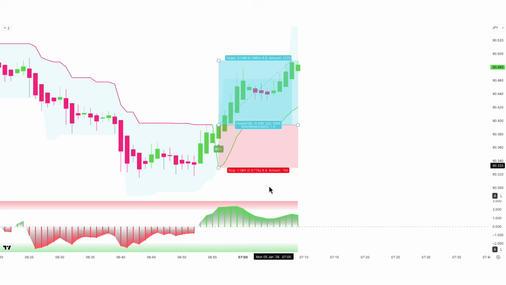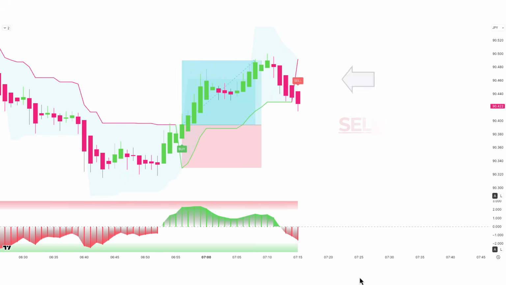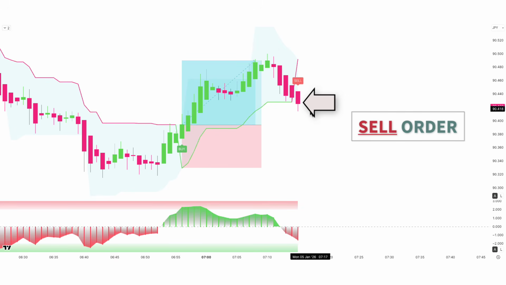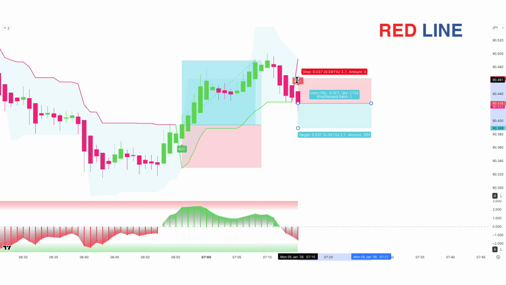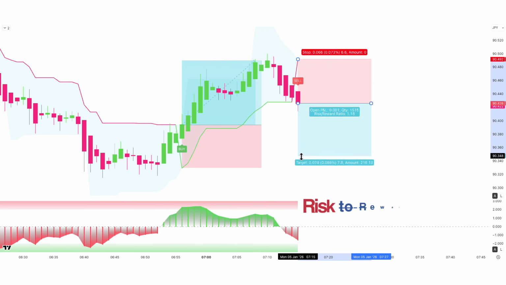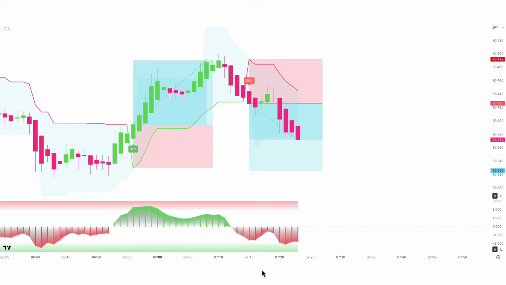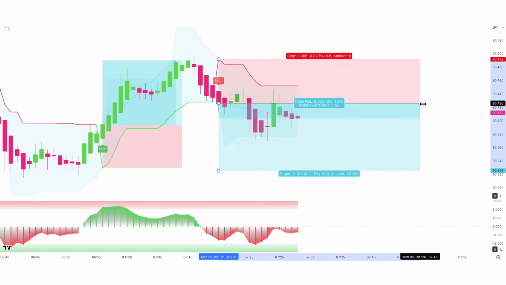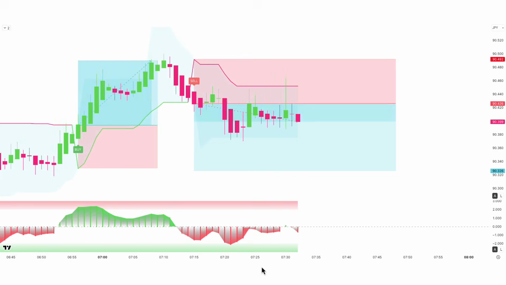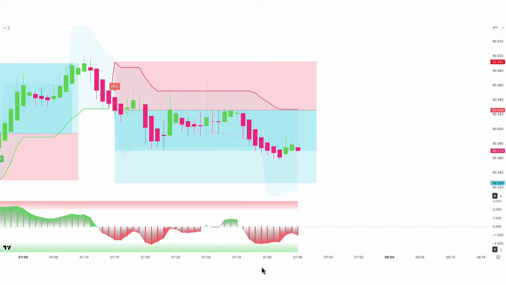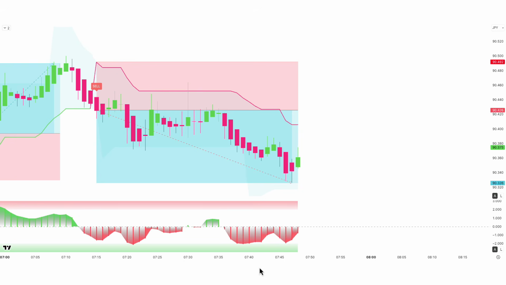Let us now understand the short position. When the Super Trend arrow of this indicator gives a sell signal, when the normalized indicator shows a red area histogram, and when the market forms a bearish candle, if these conditions are fulfilled, then we will place a sell order. Our stop loss is to be placed at the red line, and the risk to reward ratio will be 1:1.5. The market has completely hit the target.